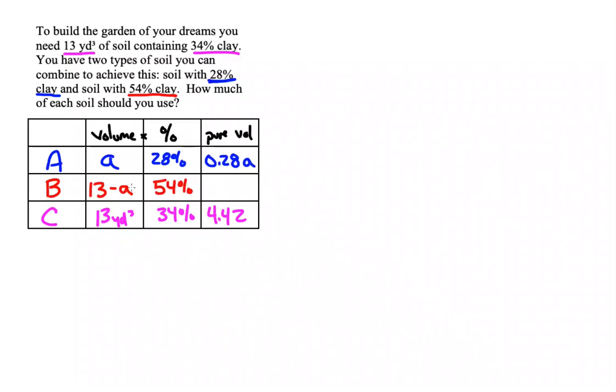And if I multiply these along, 13 times 54% would be 7.02. And then negative A times this, if I distribute, would just be minus 0.54A.